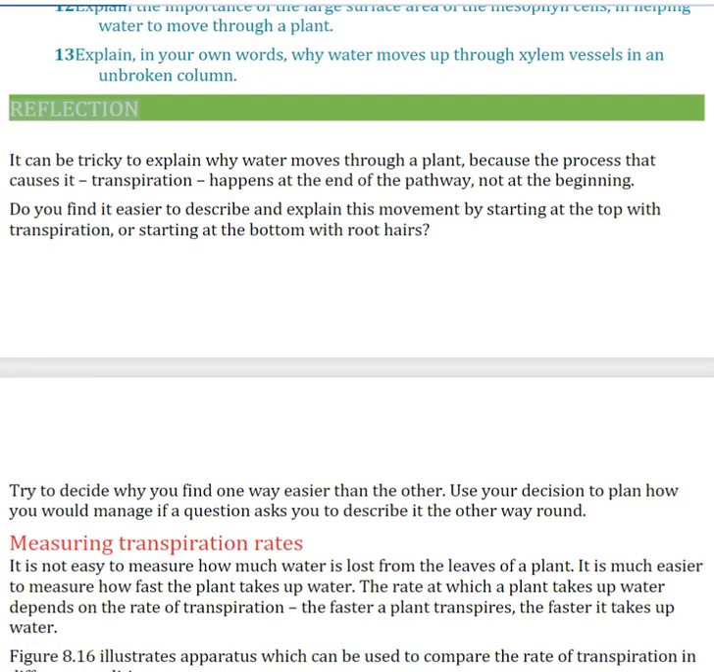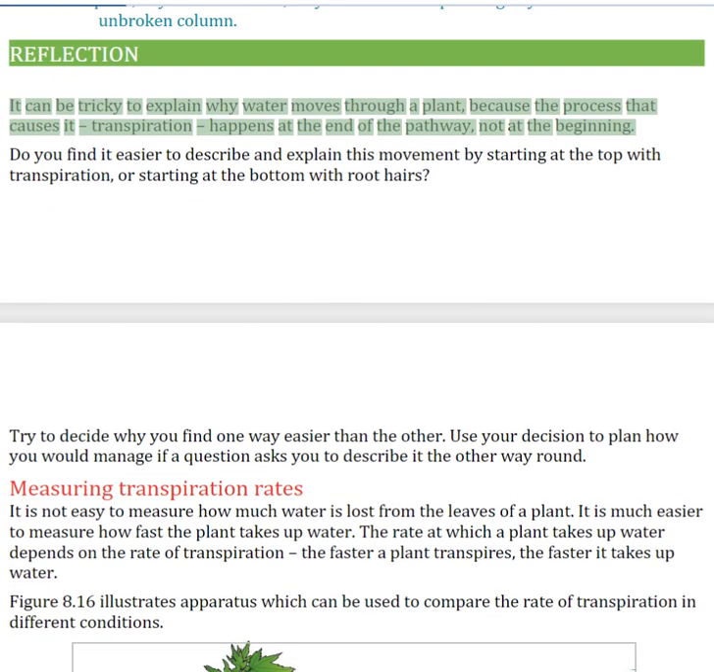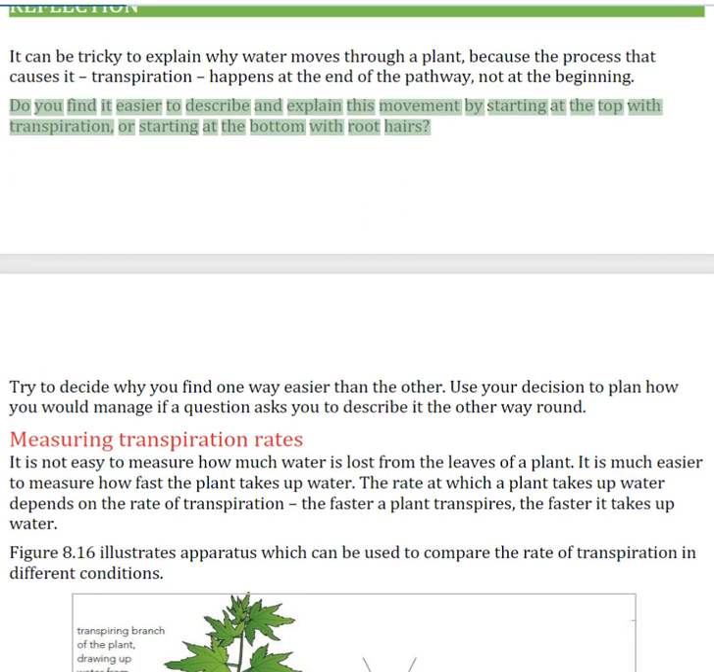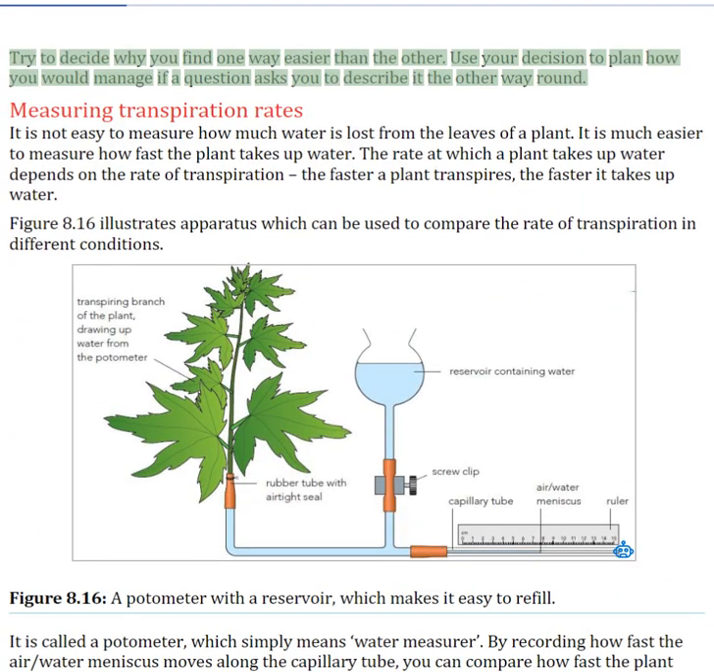Reflection. It can be tricky to explain why water moves through a plant, because the process that causes it, transpiration, happens at the end of the pathway, not at the beginning. Do you find it easier to describe and explain this movement by starting at the top with transpiration, or starting at the bottom with root hairs? Try to decide why you find one way easier than the other. Use your decision to plan how you would manage if a question asks you to describe it the other way round.